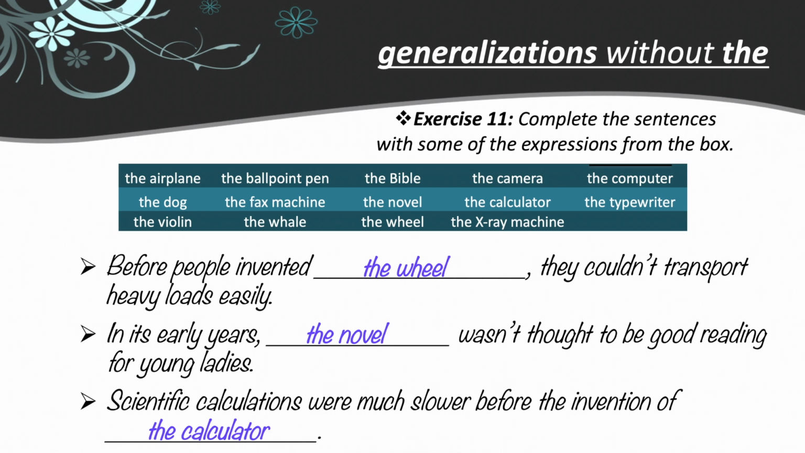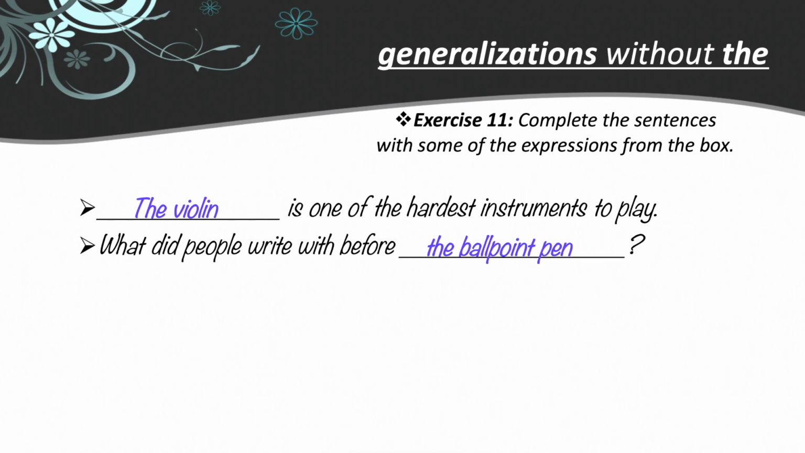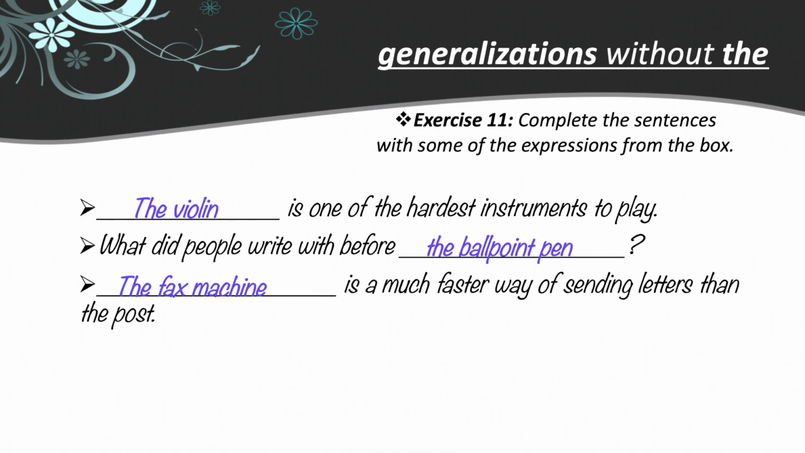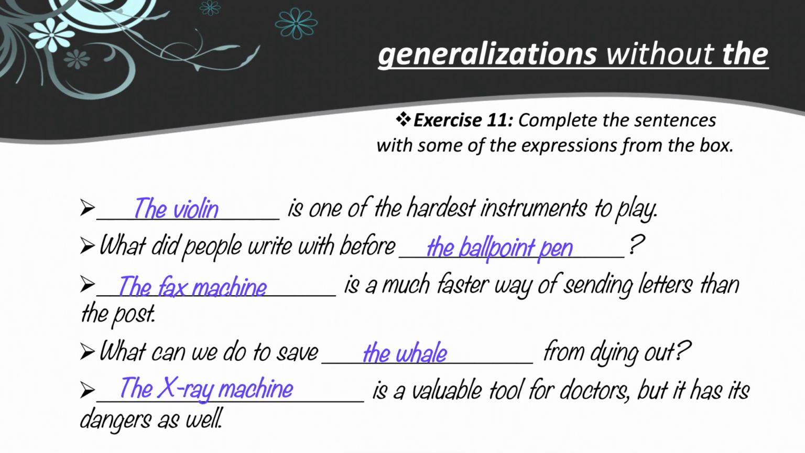Scientific calculations were much slower before the invention of the calculator. You might have said computer, and that would also be true. The violin is one of the hardest instruments to play. What did people write with before the ballpoint pen? The fax machine is a much faster way of sending letters than the post. Of course, you might have said computer here too, and that would be true. Fax machine is almost too old to still use here, but I know that fax machines still do exist. Okay, next one. What can we do to save the whale from dying out? And the X-ray machine is a valuable tool for doctors, but it has its dangers as well.